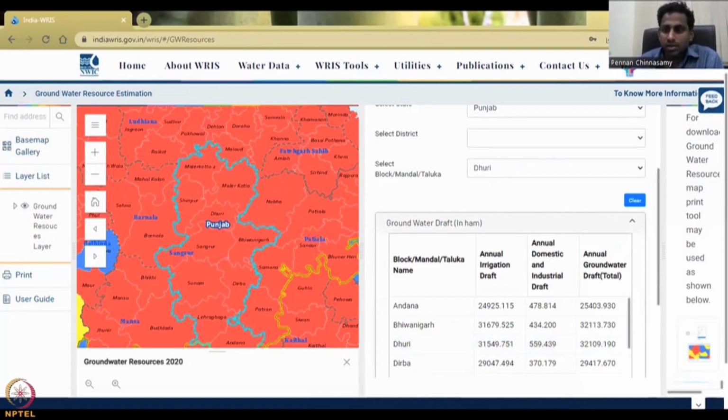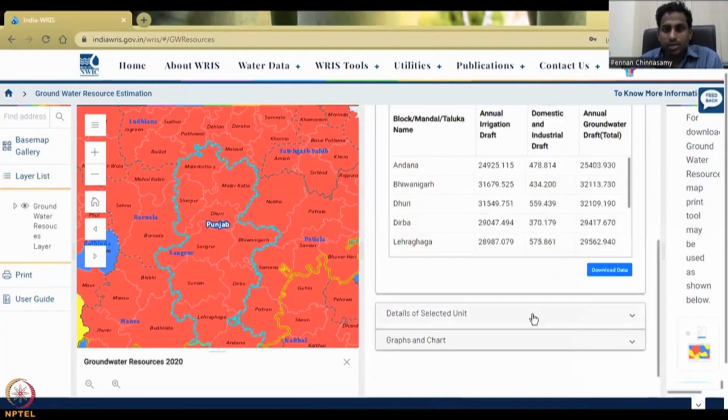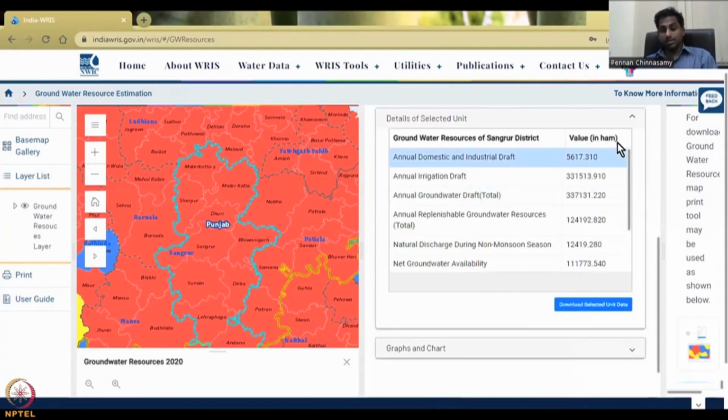See, it is selected. Okay, and you can come down to look at the details of the selected unit. So hectare meters, it's just an area times a length, which is a volume. Okay, not hectare per meter, it's hectare meters, HAM. So if you look at the annual domestic industrial draft, it is 5617, whereas the irrigation is very, very high, and the total is very high, 337133. But your total replenishable is only 124192. Okay, which means you are taking a lot of groundwater for irrigation, because irrigation is the key resource here.